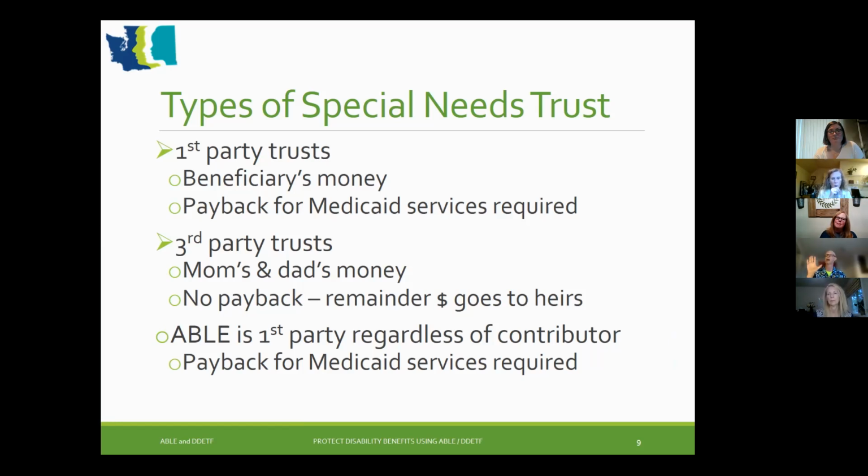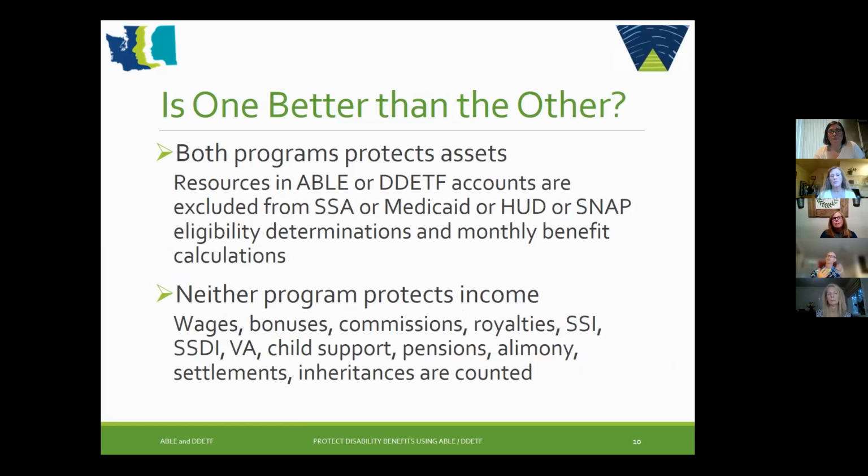But same thing, when the beneficiary passes, any assets in the ABLE account could be used for Medicaid recovery. So as long as it's mom and dad's money in a special needs trust, it can't be used. But if it's a beneficiary's self-settled or first party trust, or if it's an ABLE account, any assets after the person passes can be used for Medicaid recovery. And it's really tough to say which one's better. I think this is a little bit to help you nuance your choice.